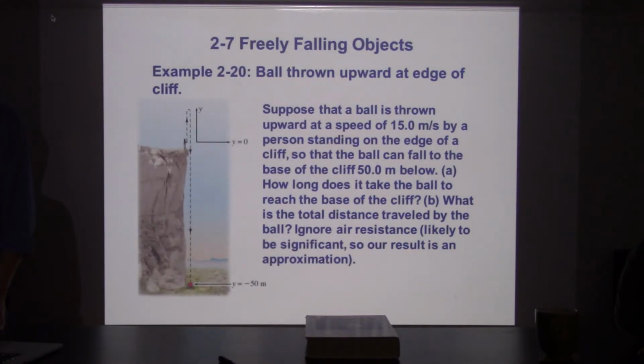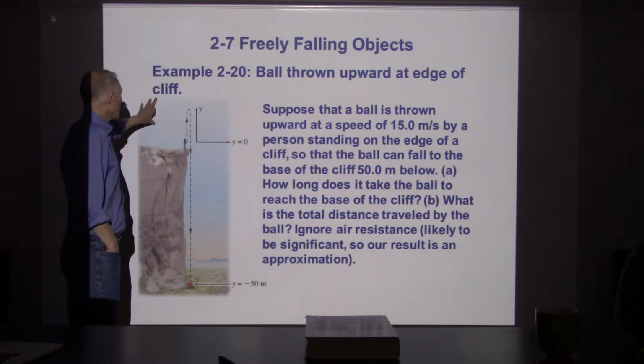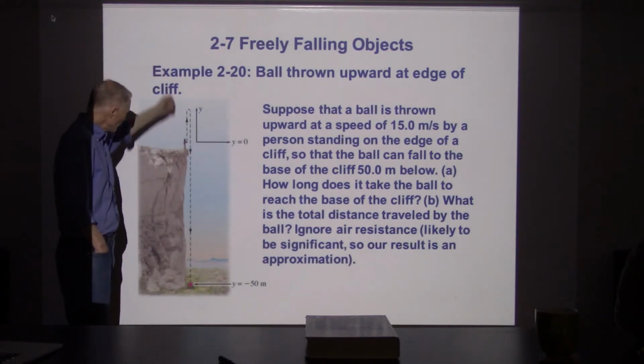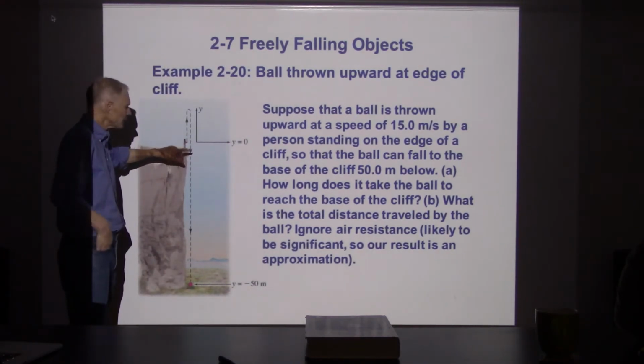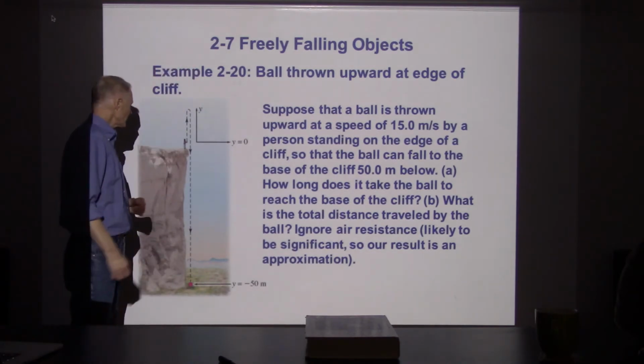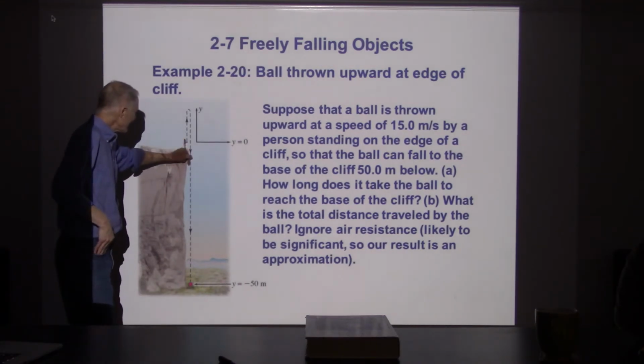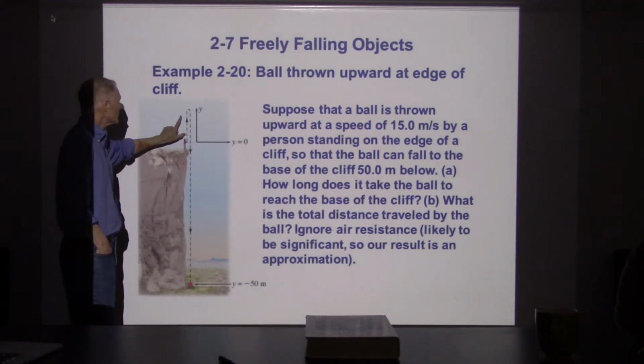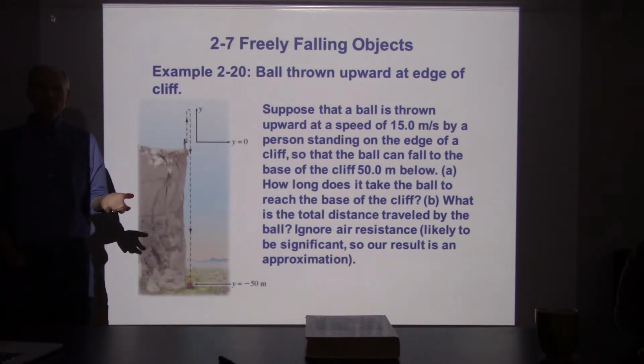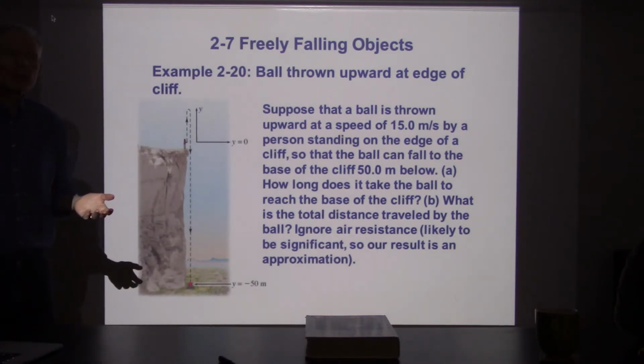All right, more freely falling objects here. And so here is a ball thrown upwards from the edge of a cliff. Now I think before we threw one downwards, right? This time we're going to throw it up. Now conceptually, what's going to happen here? If instead of throwing it down, I throw it up, it's going to stay in the air longer, right? If I throw it upwards.